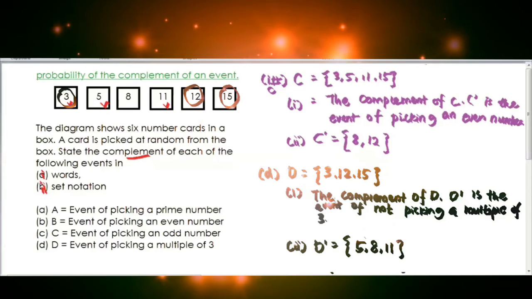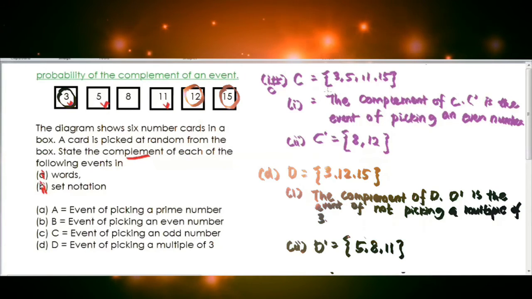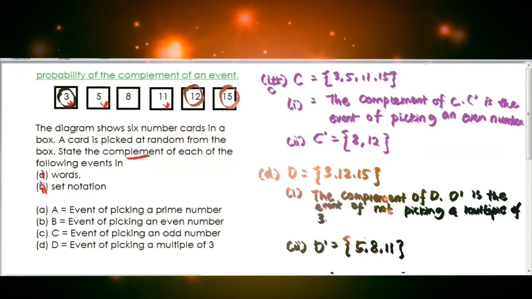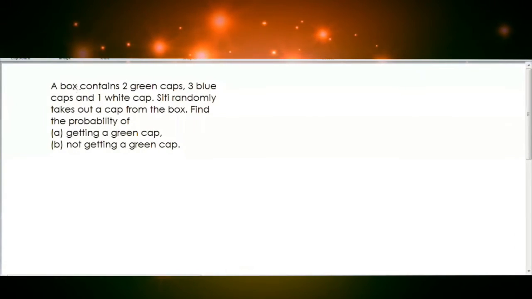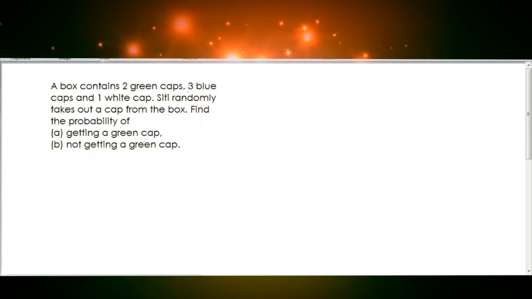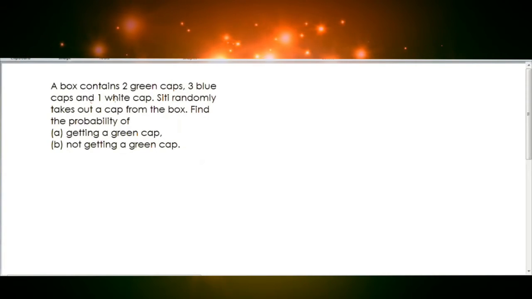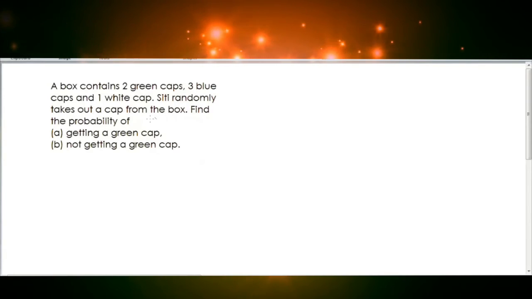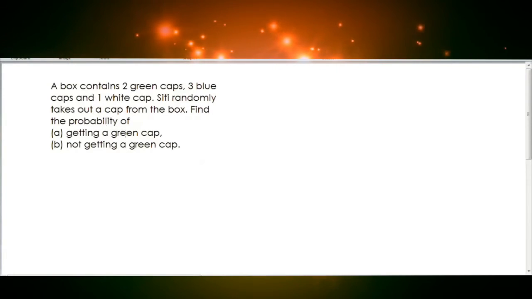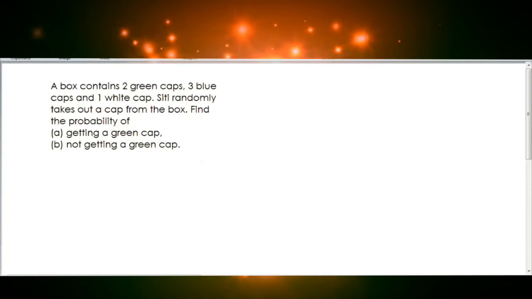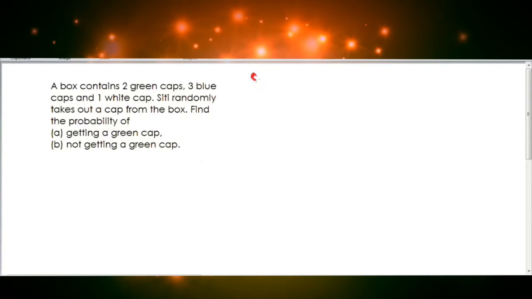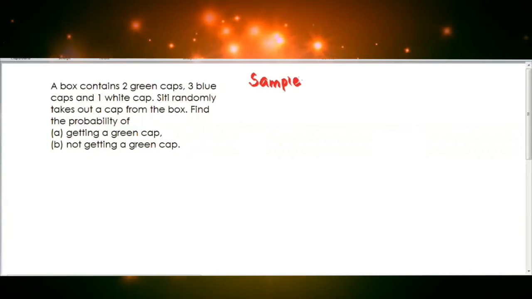For the next question, we will determine the probability of the complement of an event. A box contains 2 green cards, 3 blue cards, and 1 white card. If you randomly pick a card from the box, find the probability of getting a green card. Before we answer the question, remember to list out the sample space.